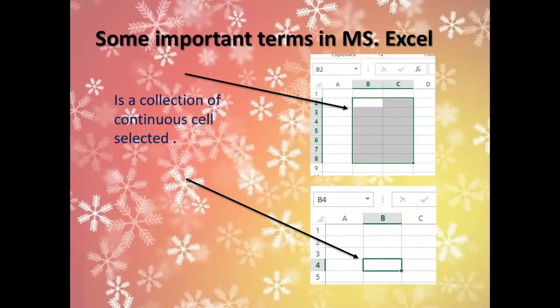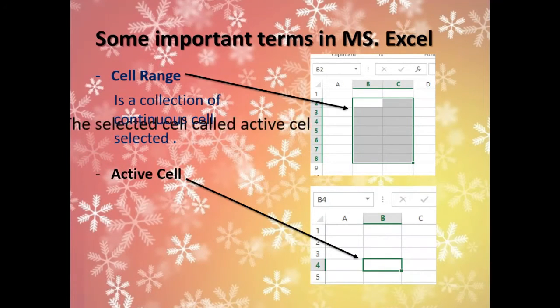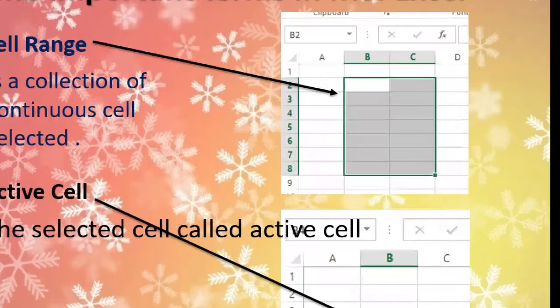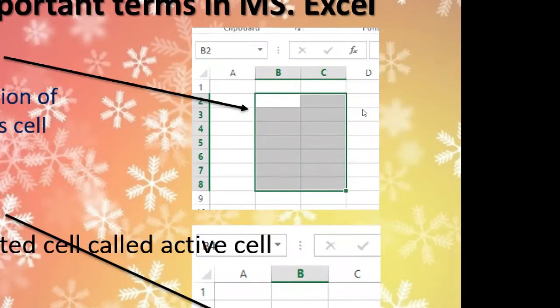Okay, still some important terms in Microsoft Excel. Now cell range. Just now we already studied the cell. Now cell range is a collection of continuous cells selected. So when several cells, more than one, are selected, it is called a cell range. The highlighted area is called a cell range, you can see.